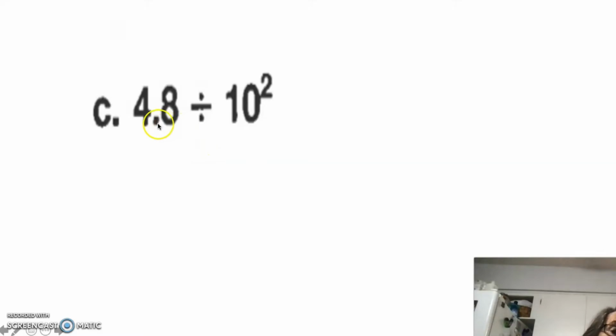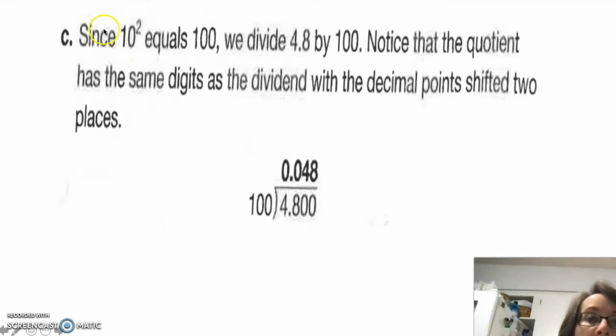Okay, now we're dividing 4.8 by 10 squared. Well, 10 squared is 100, isn't it? So now we're going to have a new concept. We talked about when we're multiplying by 10 or a power of 10, we're going to move the decimal to the right. But when we're dividing by 10 or a power of 10, we're going to move the decimal to the left. So here we go. 10 squared equals 100, so we're going to divide 4.8 by 100. Again, 100 is a whole number. Look at what happens.